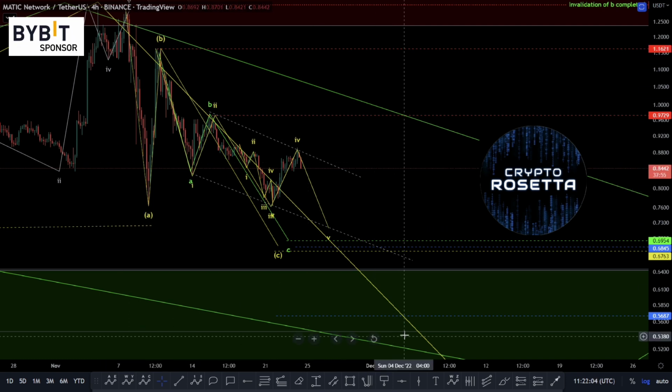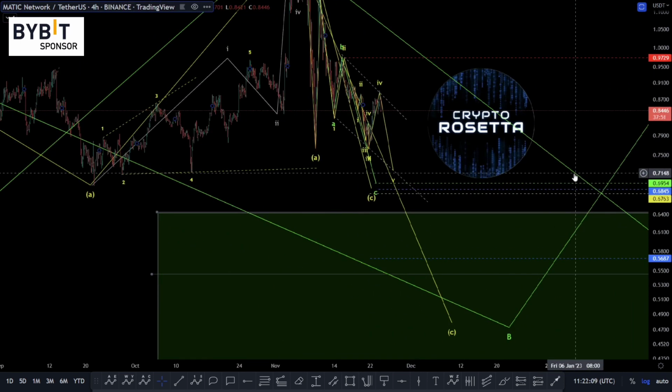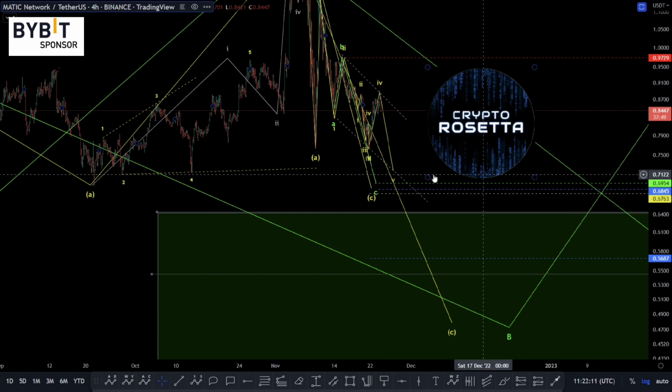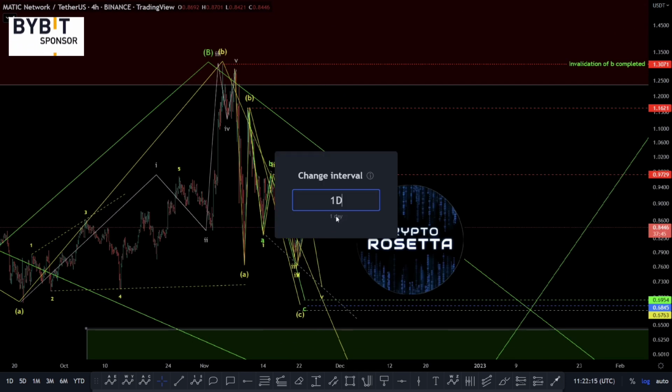A deeper move down would make me believe that we are in this deeper C wave correction, which is currently targeting on a daily.